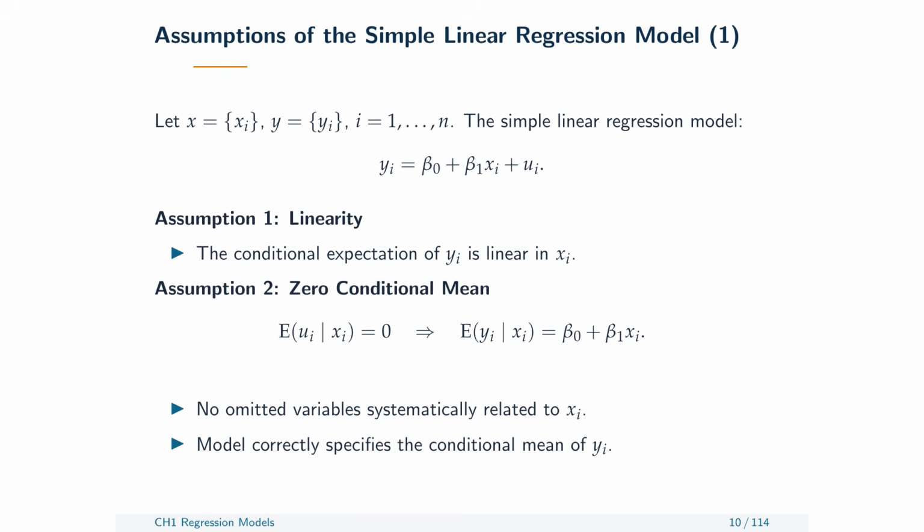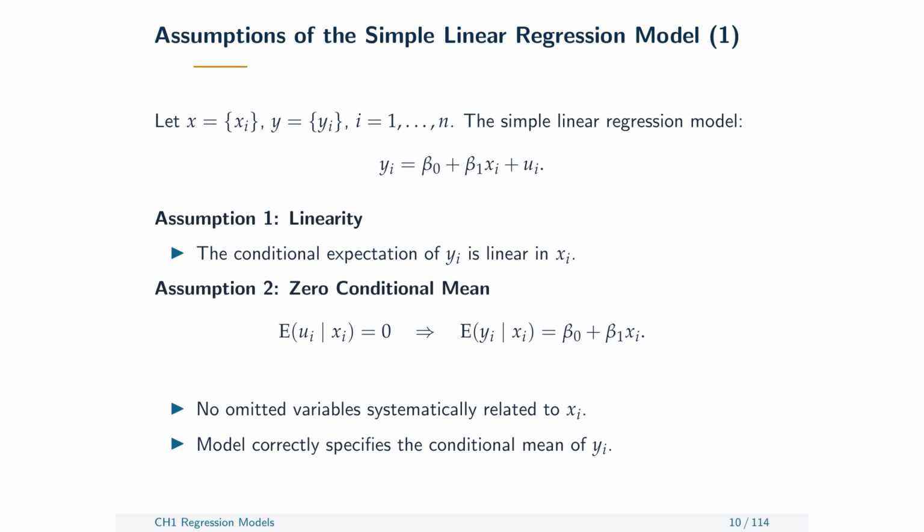For observation i, we say that y for observation i equals beta 0 plus beta 1 times x for observation i plus u for observation i. Linearity does not mean every point lies on one line. It means the conditional mean is represented by a line with a common intercept and slope.